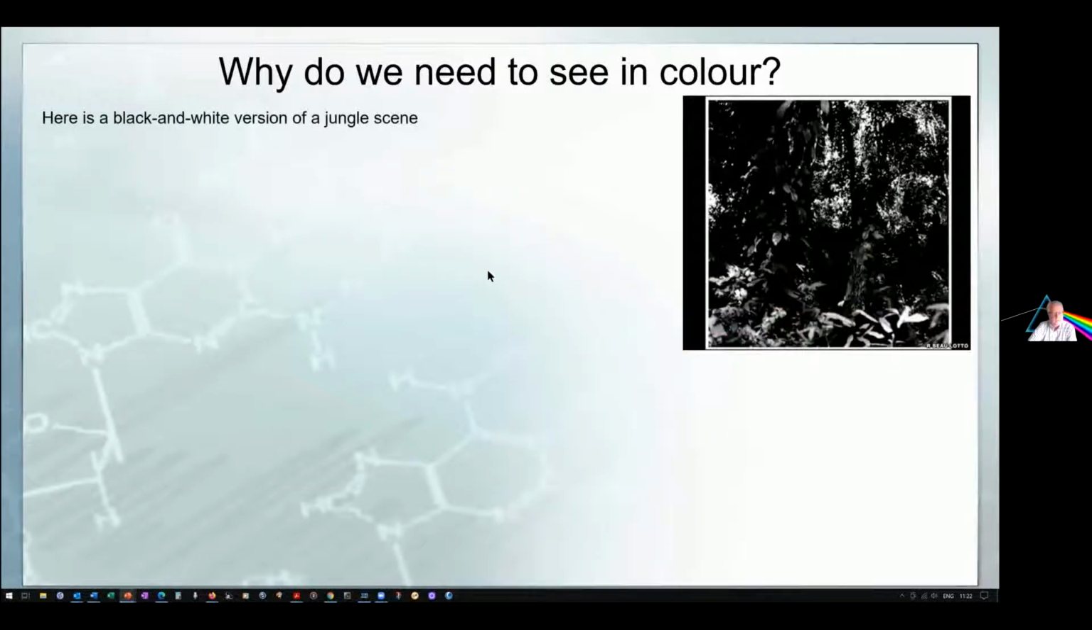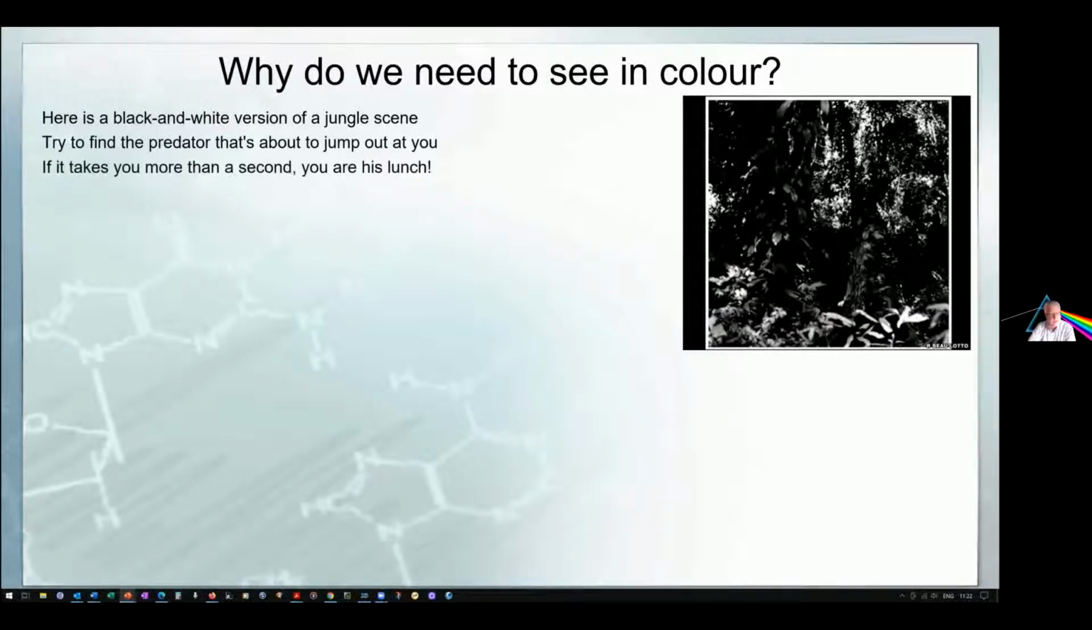Here's a black and white version of a jungle scene. Now it's really important that you be able to pick out the items in that scene. Now there's a predator that's waiting to jump out at you. And if you don't find it within a second, you're his lunch. Can anyone see it? So why is it so difficult to find?